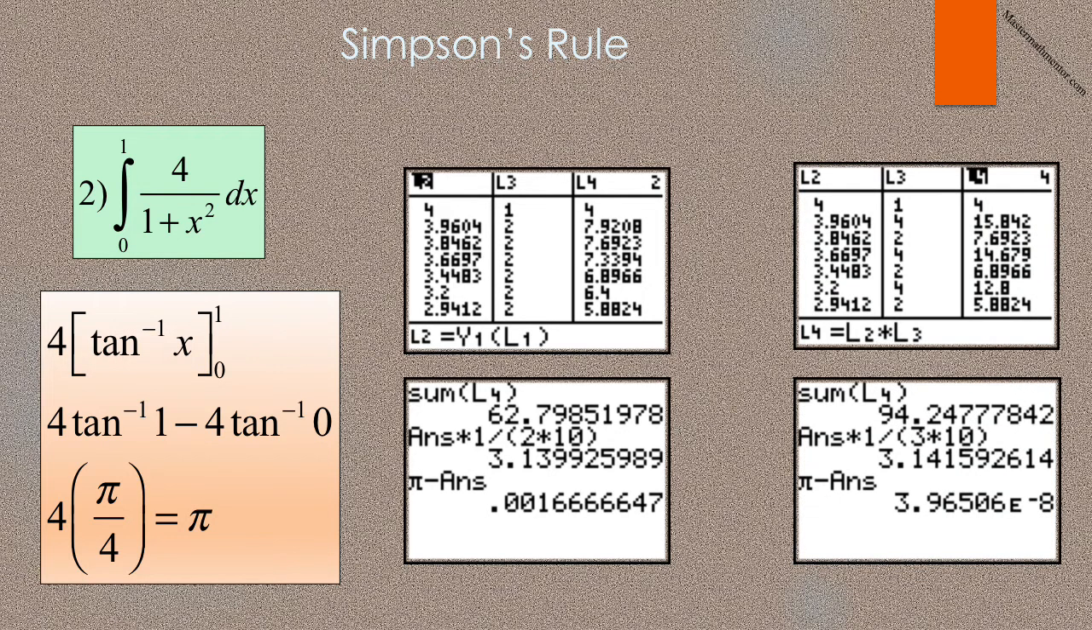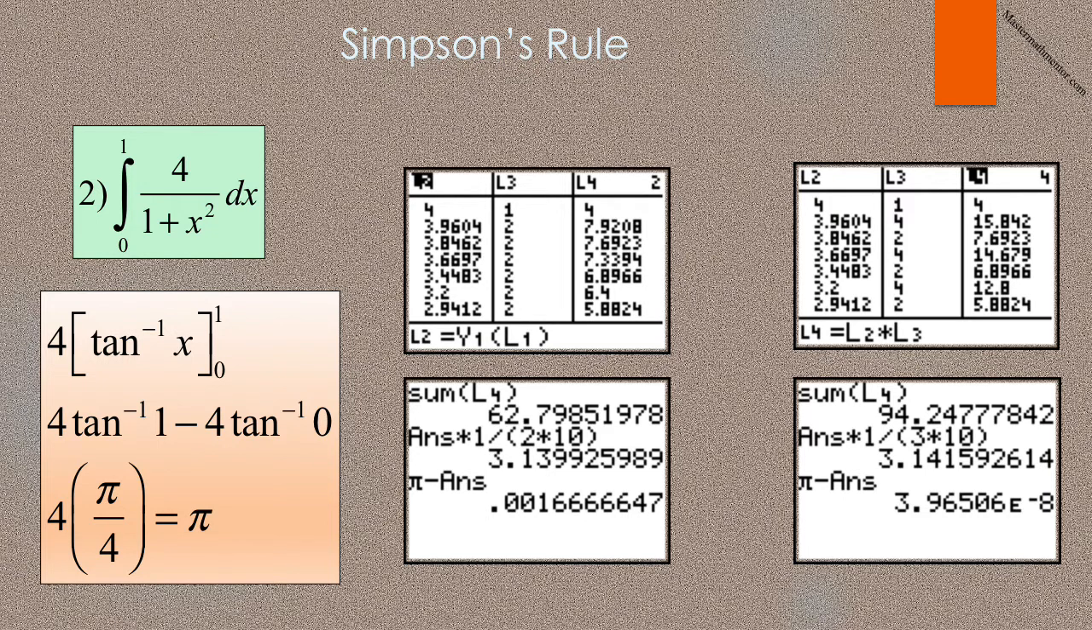For Simpson's rule, we use the same values of x and f of x, but our multipliers in L3 are 1, 4, 2, 4, 2, ... 4, 1. L4 is still calculated L2 times L3, and you must actually do that calculation again.